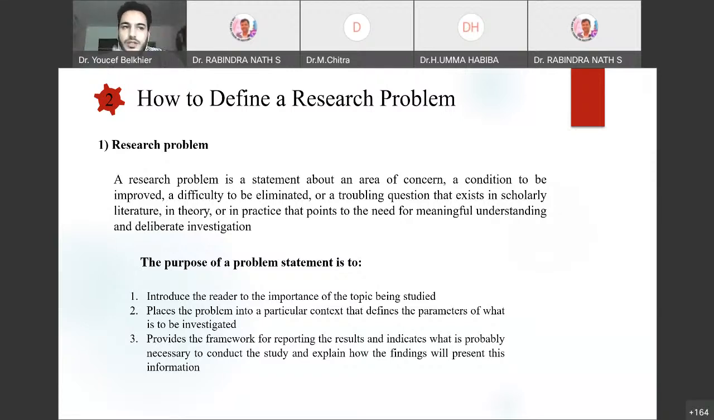If you don't have something to resolve, something to discuss about it, something which is wrong in some area or drawbacks that are not resolved yet. So if you take this problem and you contribute to resolve it, to inform the scientific community about this problem, then your research can be interesting.